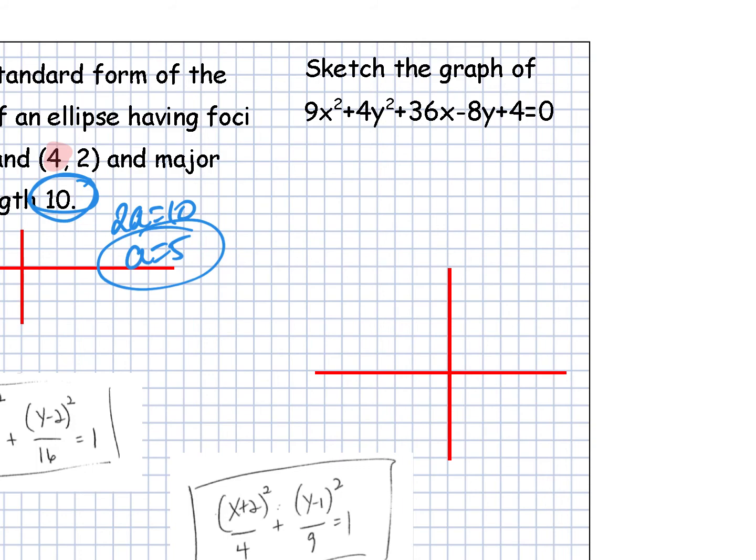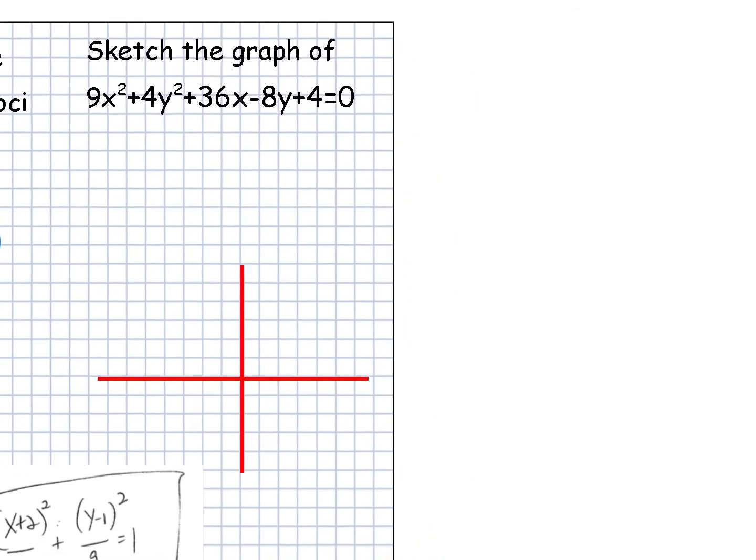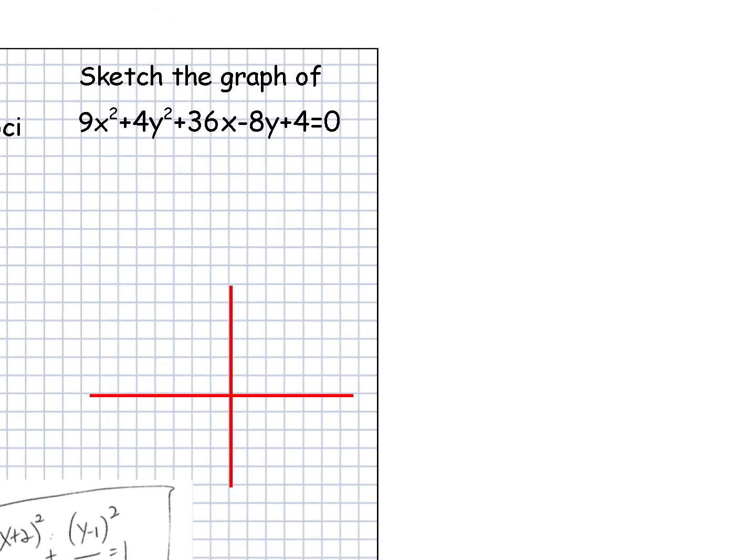So I'll first do some of that work off to the side and then we'll look at graphing it. First off, start by saying 9x squared plus 36x plus something, I like to put a box there, plus 4y squared minus 8y plus something equals, get that 4 out of there, equals negative 4.